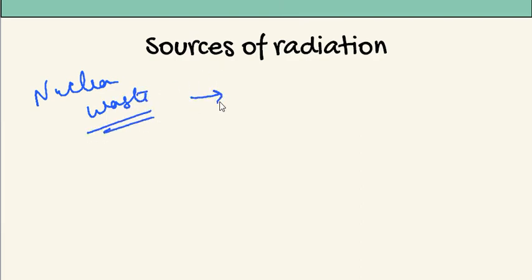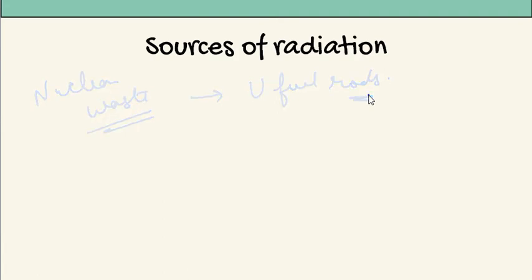Next, nuclear waste. We use uranium fuel rods in nuclear reactors. Uranium fuel rods used in nuclear power reactors are rejected when their activity decreases. Then they become nuclear waste. These rods are still radioactive in nature and create a lot of radioactive radiations which impact human life.